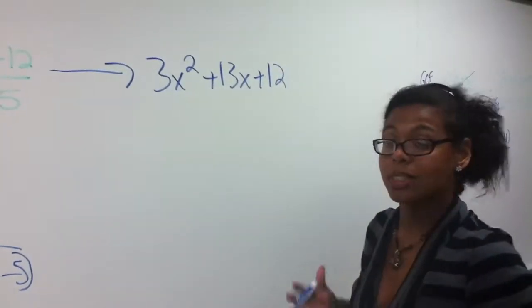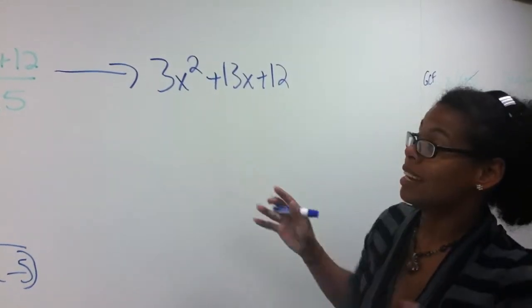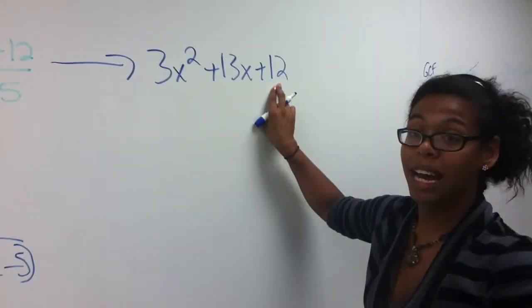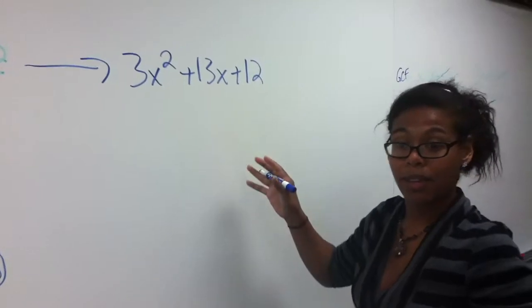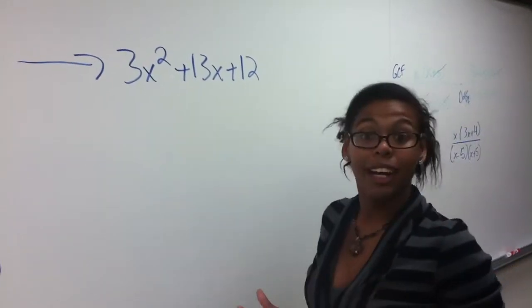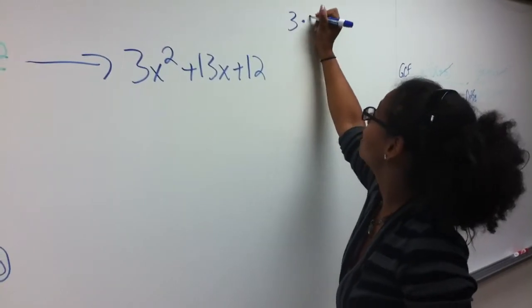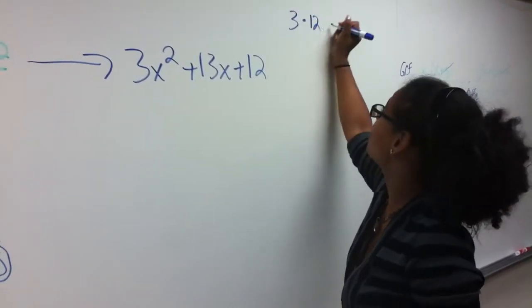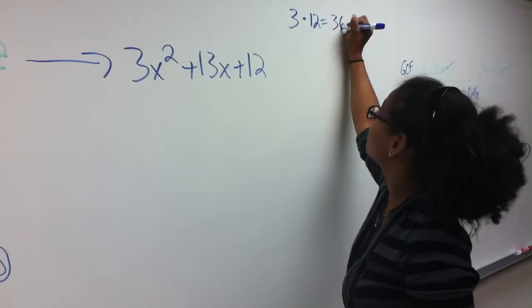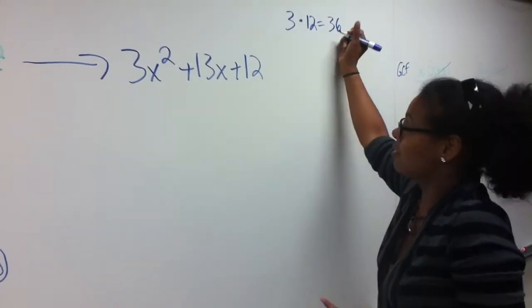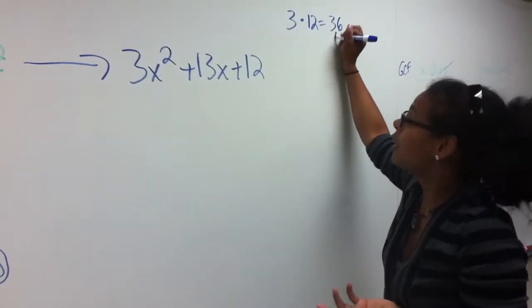Now the way that I use to factor out these types of problems is that I multiply the front and the back together to give me what the middle term is going to be. I turn it into factoring by grouping. So here we're going to have 3 times 12. 3 times 12 ends up giving us 36. Now what factors of 36 give me 13?